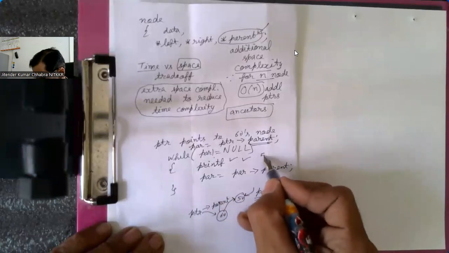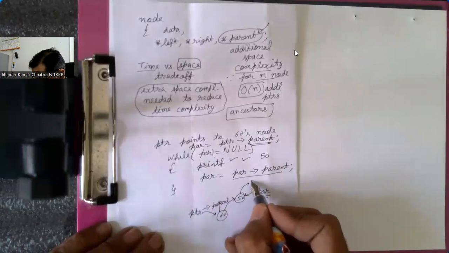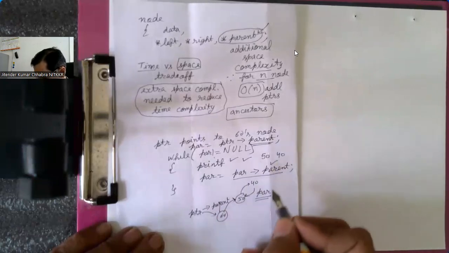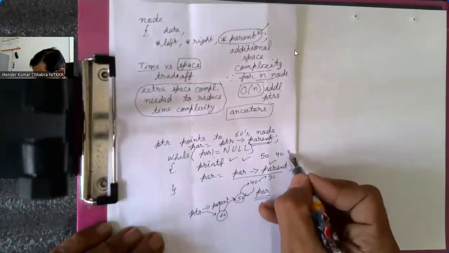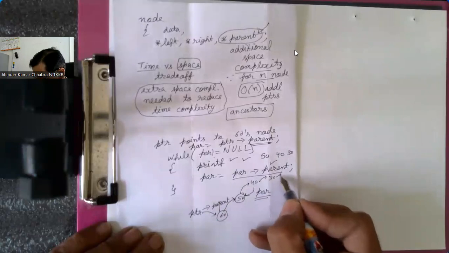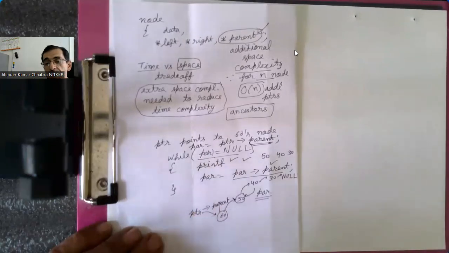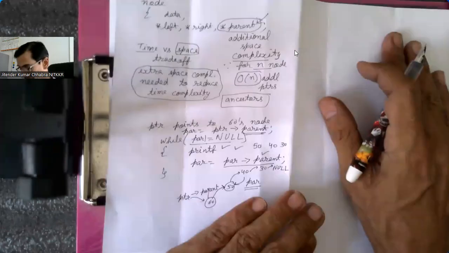So print 50 and then again apply this. This further takes me to 40. Print 40, again apply this. This further takes me to 30. Print 30 and again apply this. It takes me to null. I will stop and the work is done. So this is the way I can do this trade-off also. So having said that, now I think I will stop.